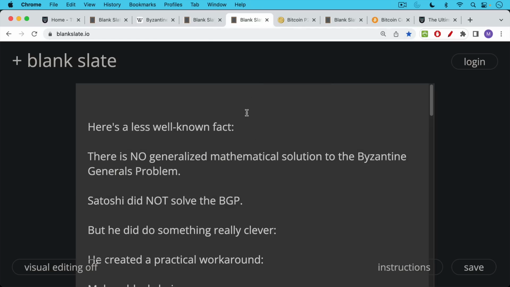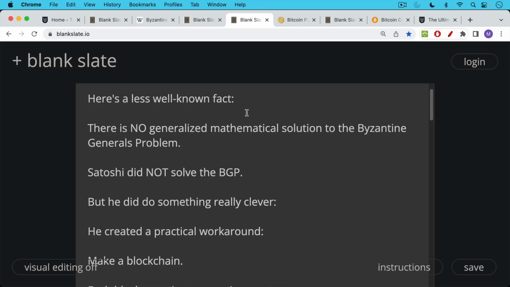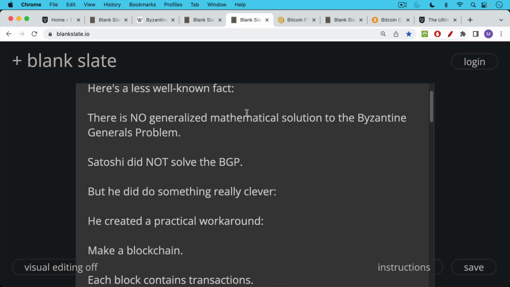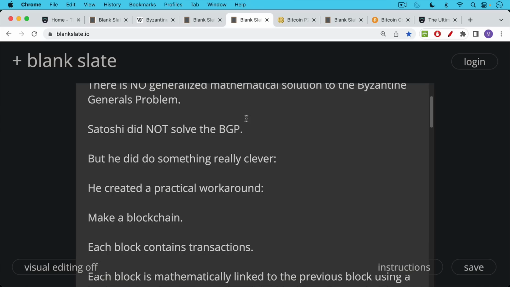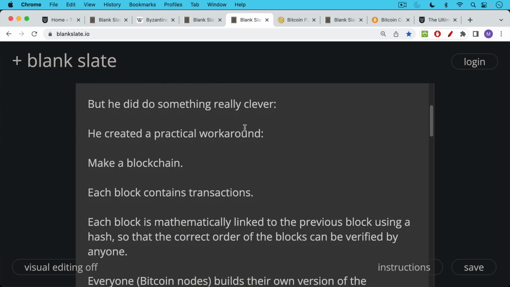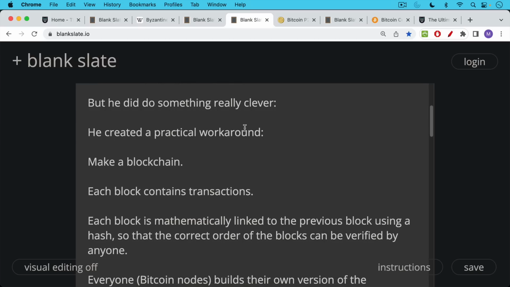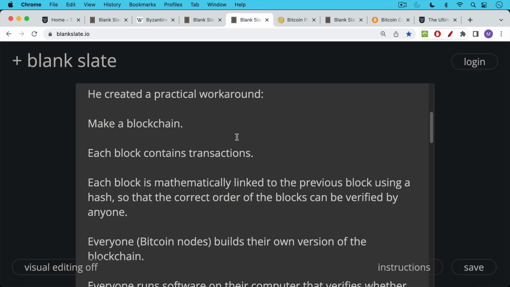Now, here's a less well-known fact. There is no generalized mathematical solution to the Byzantine Generals Problem, and Satoshi did not solve the Byzantine Generals Problem, but he did do something else really clever. He created a practical workaround in the form of the Bitcoin network. He made a blockchain. Each block contains transactions. Each block is mathematically linked to the previous block using a hash so that the correct order of the blocks can be verified by anyone, because if you mix up the order of the blocks, it mixes up the order of the transactions and you end up with double spends and other problems like this.